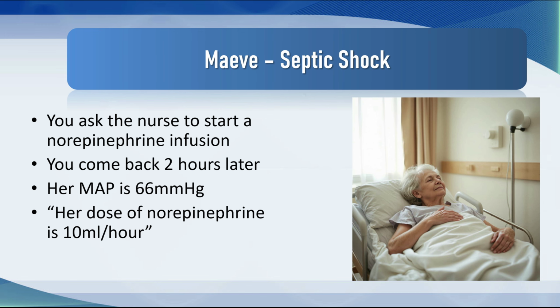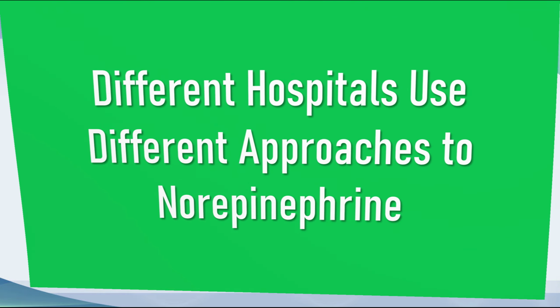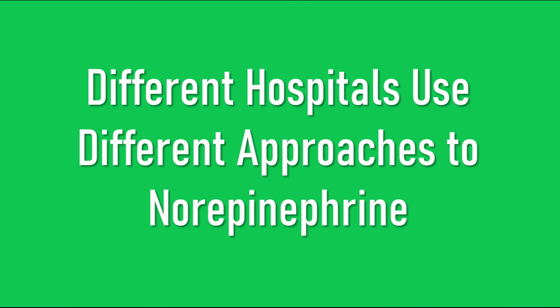Now, clearly, the drug dose is achieving the patient goals, and that's a good thing, but we need to have a realistic idea of what dose the patient is getting, and 10 mils per hour really doesn't mean a whole lot. It can mean different things to different people, and different hospitals have different approaches to norepinephrine, and this makes it very confusing.